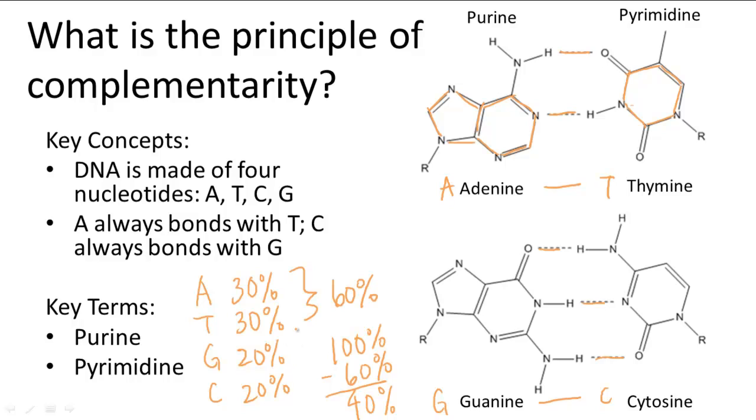And this is a pretty common problem that you might come across. And so remember the principle of complementarity. A always bonds with T, G always bonds with C.